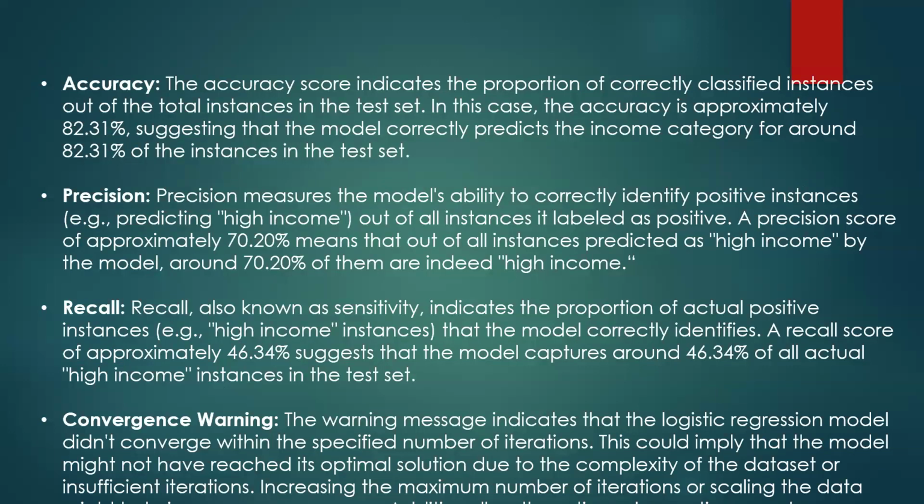Here we see the accuracy score indicates the proportion of correctly classified instances out of total instances in the test set, and precision measures the model's ability to correctly identify positive instances. And the convergence warning message indicates that the logistic regression model did not converge within the specified number of iterations.